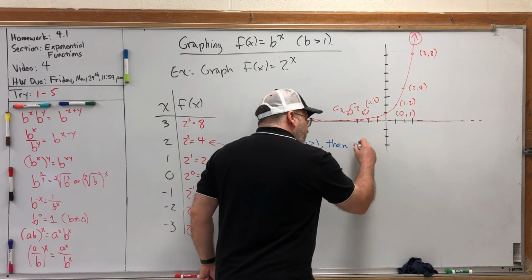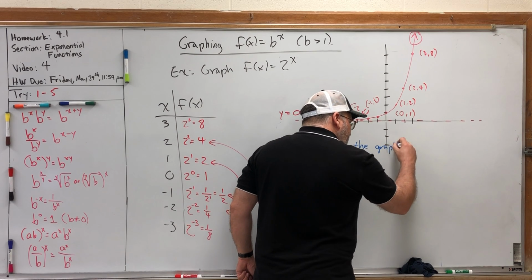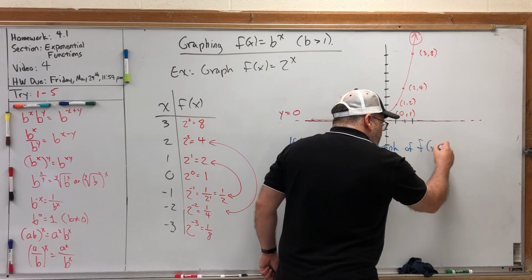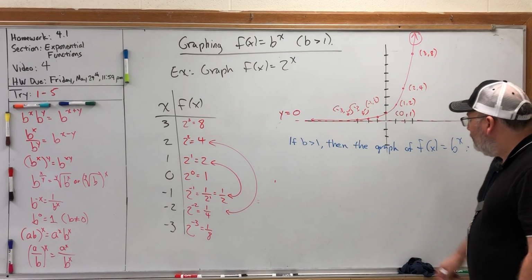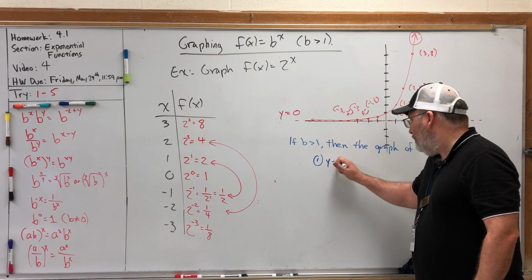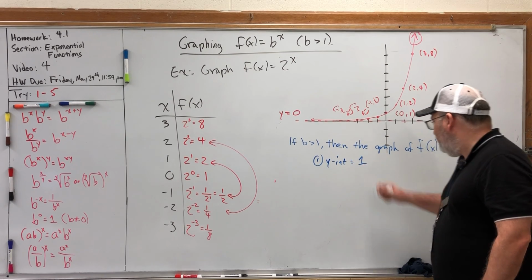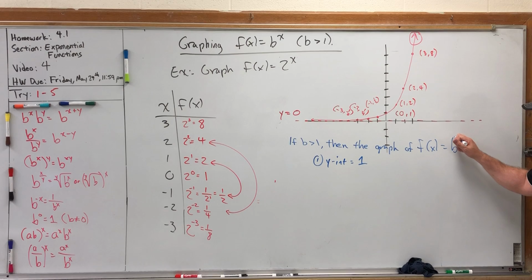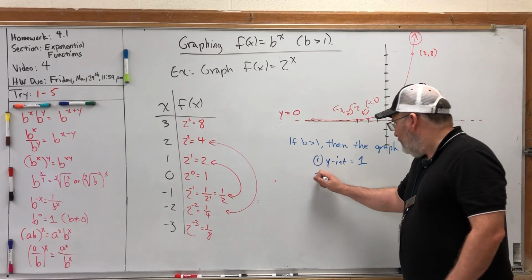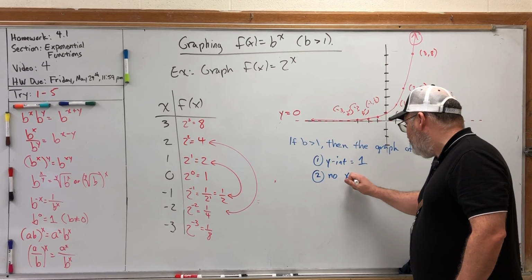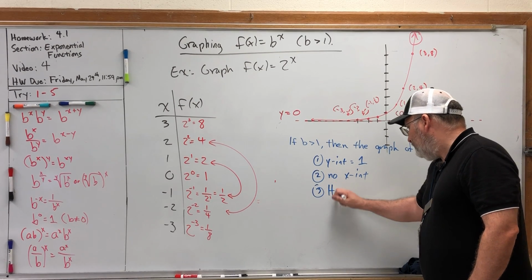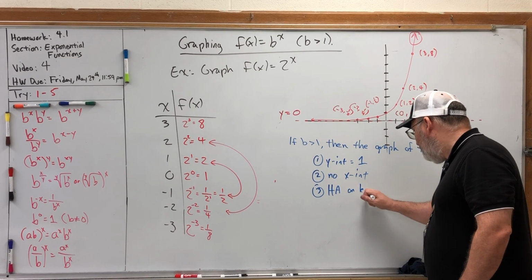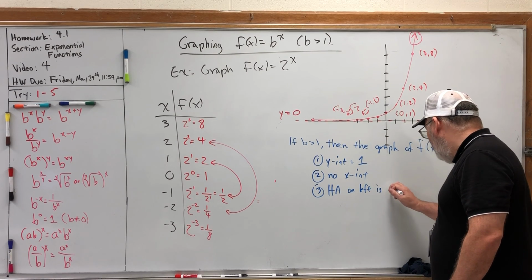then the graph of f of x = b to the x, and let's just list some properties. Let's start with the y-intercept. The y-intercept is 1. That's easy because anything to the 0 power is 1, as long as the base isn't 0. There's no x-intercepts because of the asymptote. Horizontal asymptote on the left is y = 0.